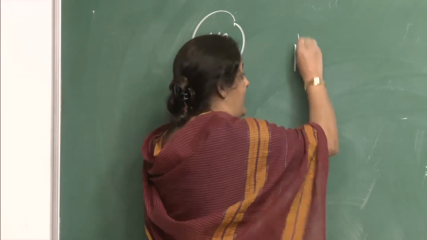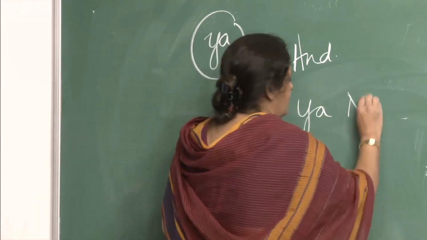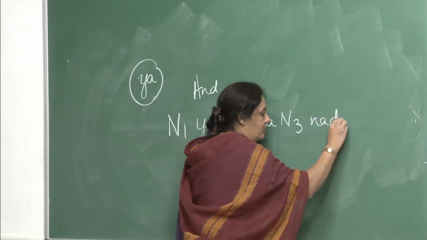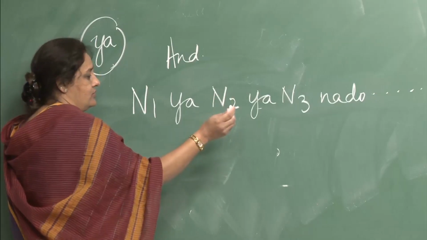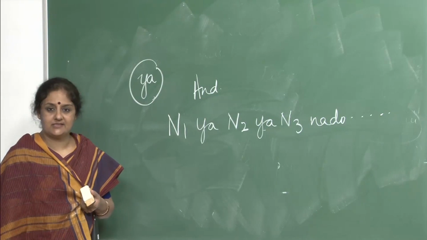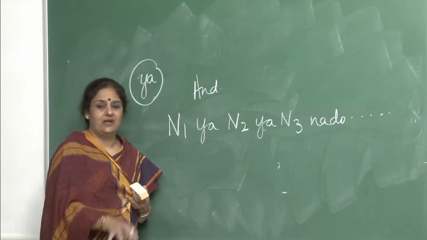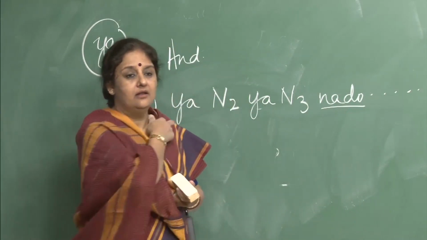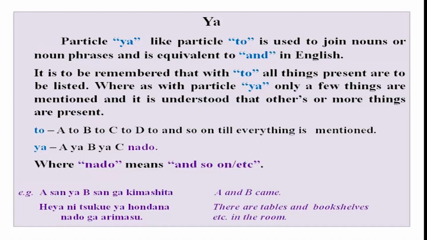It also means and, but noun 1 ya, noun 2 ya, noun 3 nado. Meaning there is noun 1, there is noun 2 and there is noun 3 and lot of other things. So, basically it lists a few of the main things that are present. Nado, etc., and so on is used in the end. As you can see it is listed over here. When we practice, you will know.